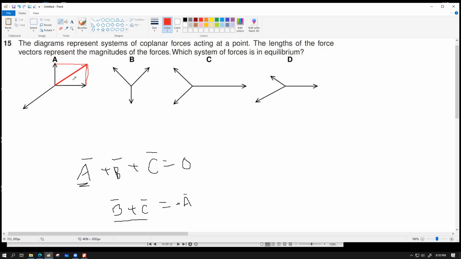If that logic is fulfilled, then that will be a correct answer, which for this question is option A. B, C, D will not work out because of multiple reasons. I'm going to show you these things.